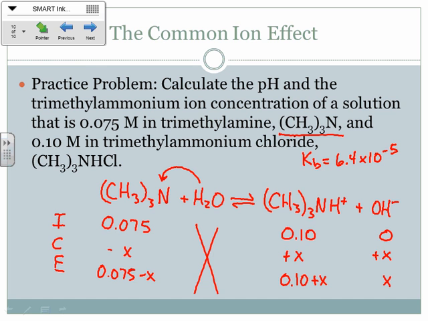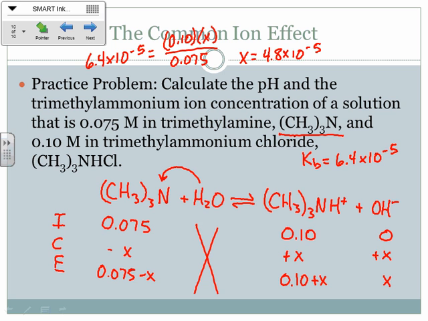So then you just plug everything in like you normally do. 6.4 times 10 to the negative fifth is equal to 0.10 times x over 0.075. Then solve for x here. We made our simplifying assumption, by the way. I'm getting x to be equal to 4.8 times 10 to the negative fifth.